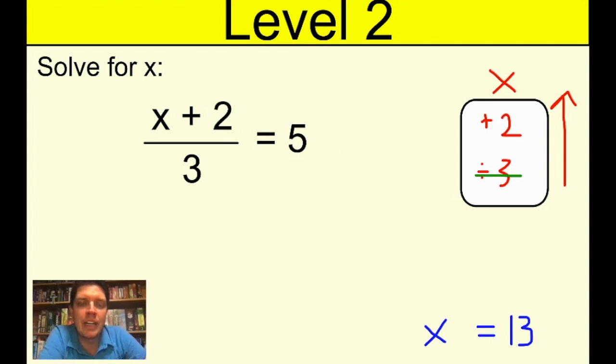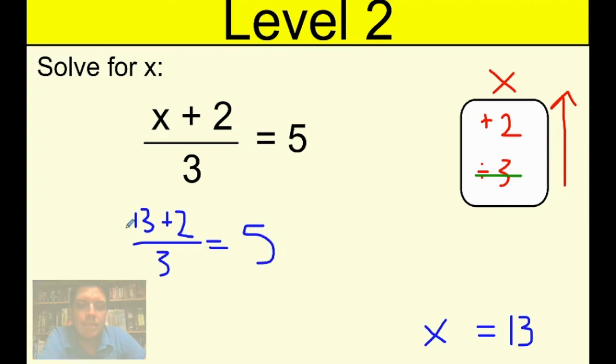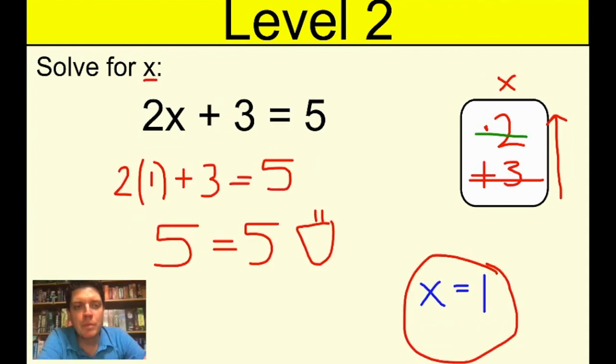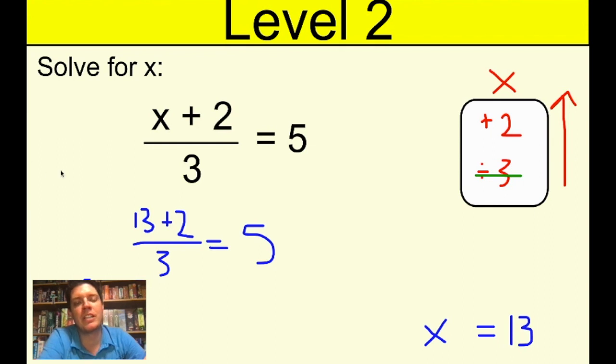All right, so I'm going to substitute the number 13 in for x. So 13 plus 2 over 3 equals 5. Okay, 13 plus 2 is 15 over 3. And we still have the equals 5. And 15 divided by 3 is 5. 5 equals 5. We found the magical x number that makes this whole equation the same on both sides. So those are basically the 3 types of equations that you're going to see.